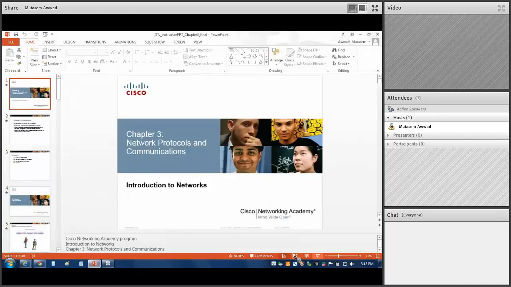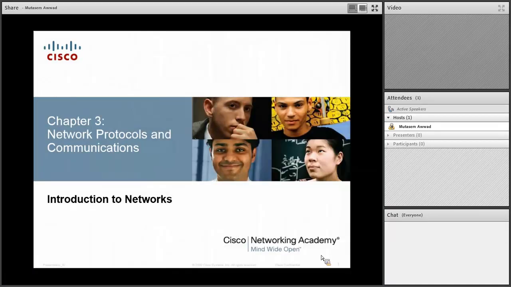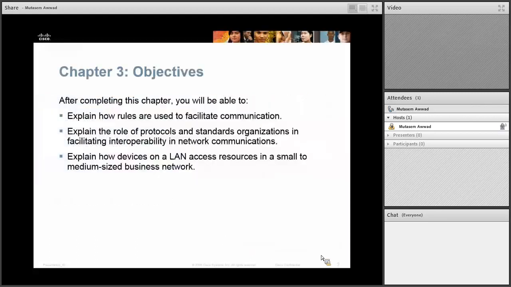So today we are going to go over Chapter 3, and let's get right into it. Today we're going to talk about network protocols and communications, the standards. We'll talk about the OSI model and how it relates to the TCP/IP model, and how the encapsulation process works, how data gets encapsulated from the network layer all the way to the physical layer. So I'll get into details.